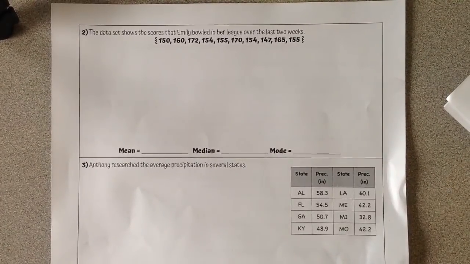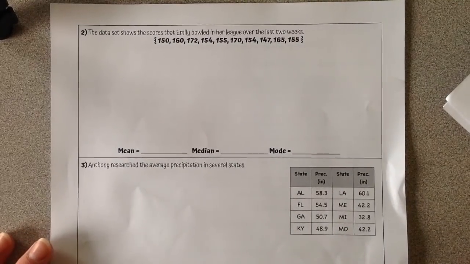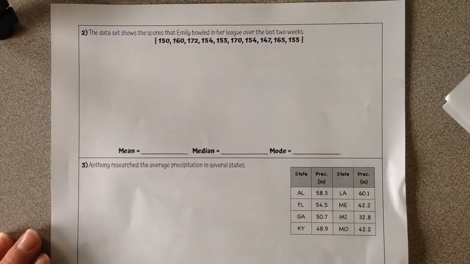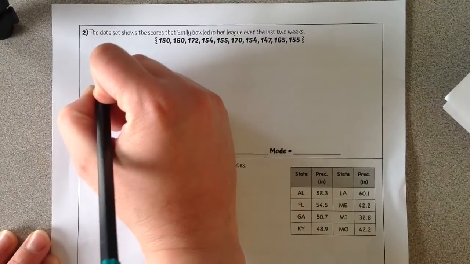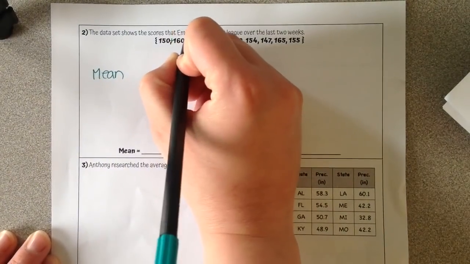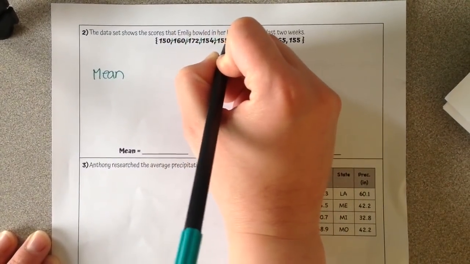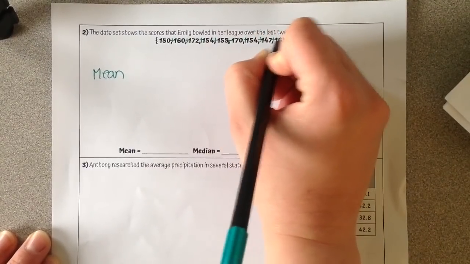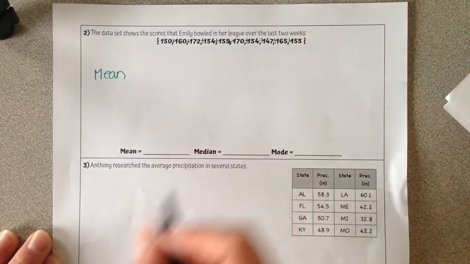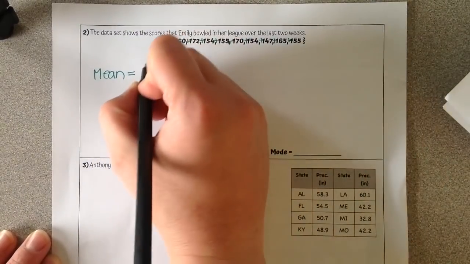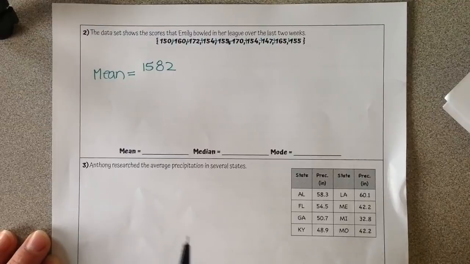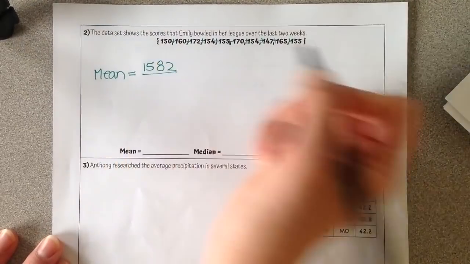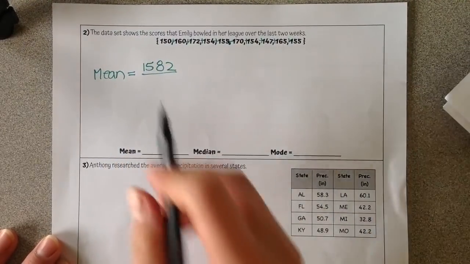All right, for example 2, the data set shows the scores that Emily bowled in her league over the last 2 weeks. So I'm going to start with my mean. I'm going to add up all my numbers in my data set first. If I plug those all into my calculator, my sum is 1,582. I need to divide by the number of numbers in my data set.